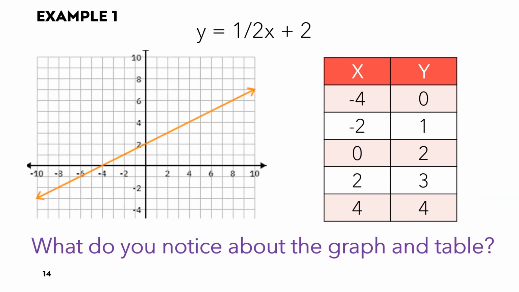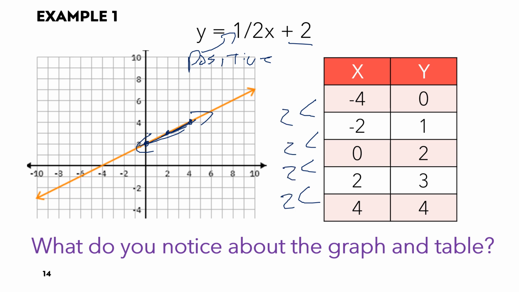A couple of slides ago, just to recap, to graph this, you start at 2. You use your slope to go up 1 over 2. And we drew this line with the positive slope because it's a positive slope, right? A common question is, what do you notice about the graph and the table? Well, let's see what we notice here. We already figured out x goes up by 2, y goes up by 1.